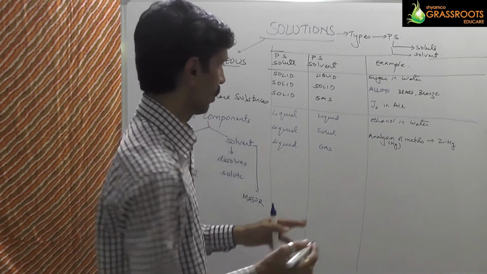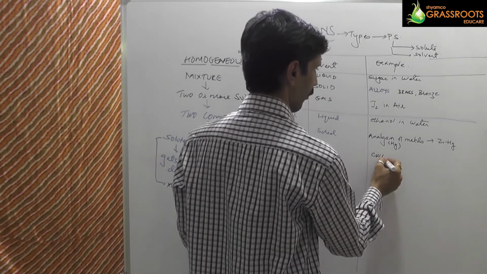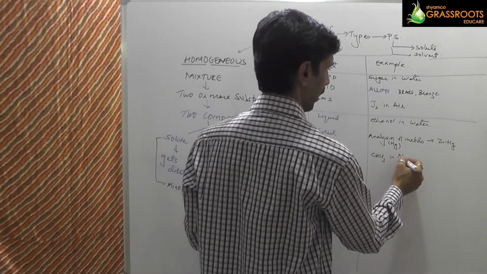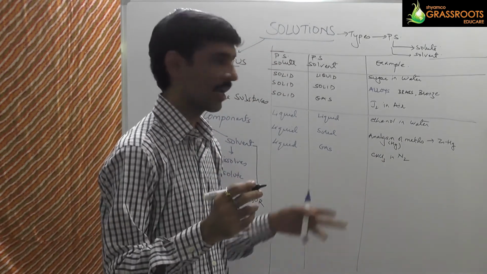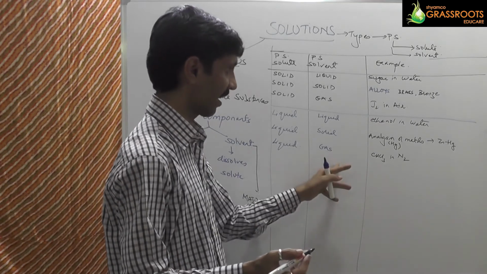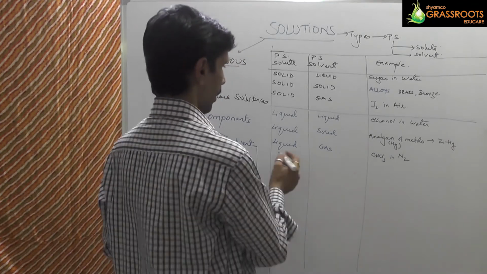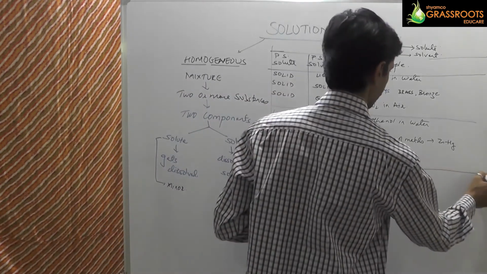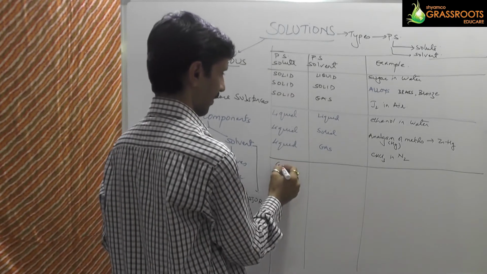Understood this part? Liquid and gas. The best example will be chloroform in nitrogen gas. Chloroform is a liquid, you all know this well, and nitrogen is a gas, this you also know well. So liquid in gas is chloroform in nitrogen. That's the example. We will go to the next category. Now solid is done, liquid is done. Now we go into gas.